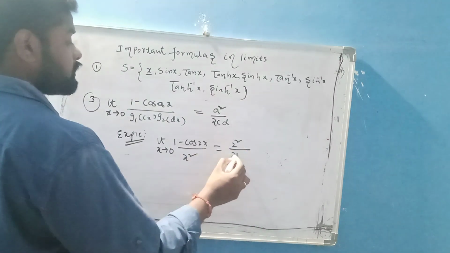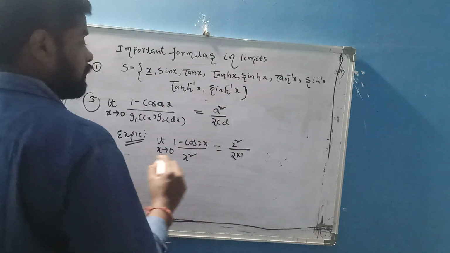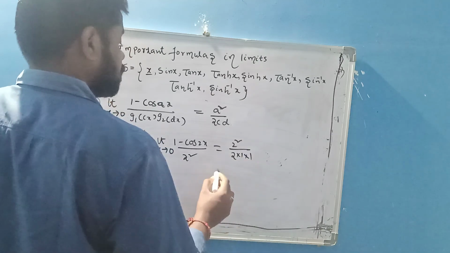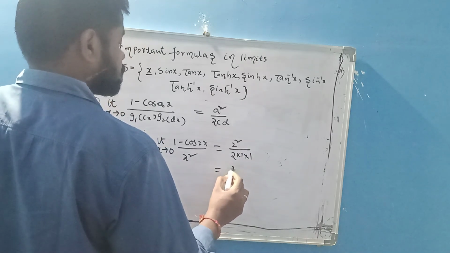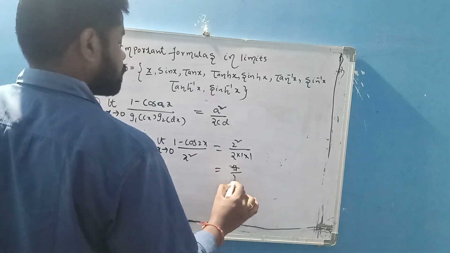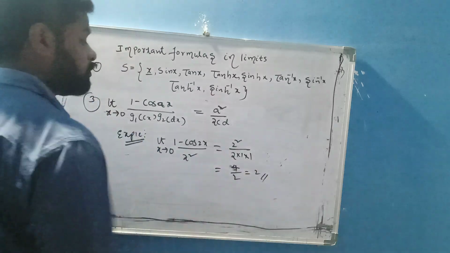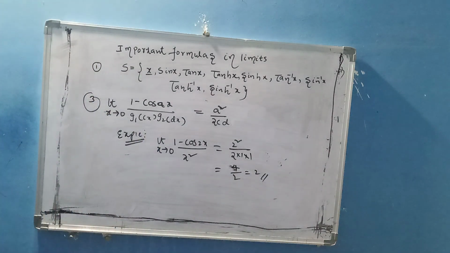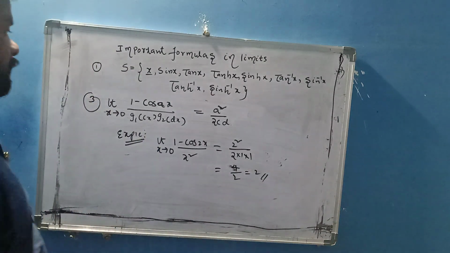Here c and d, the coefficients, are only 1. So 2 into 1 into 1. That is 2 square, which means 4 by 2. That is 4 by 2, which equals 2. The answer is 2. Okay. Remember. Okay. Like this.